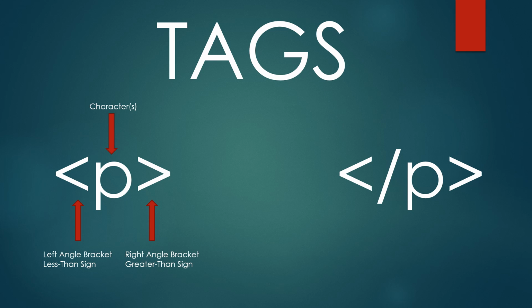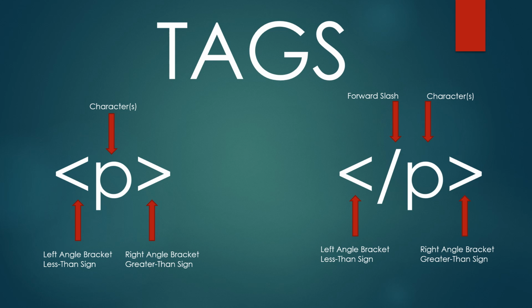The closing tag has a similar structure in that it consists of the left angle bracket, or less than sign, then is followed by a forward slash, followed by the character or characters, and then the right angle bracket, or greater than sign. Content is placed in between the tags.